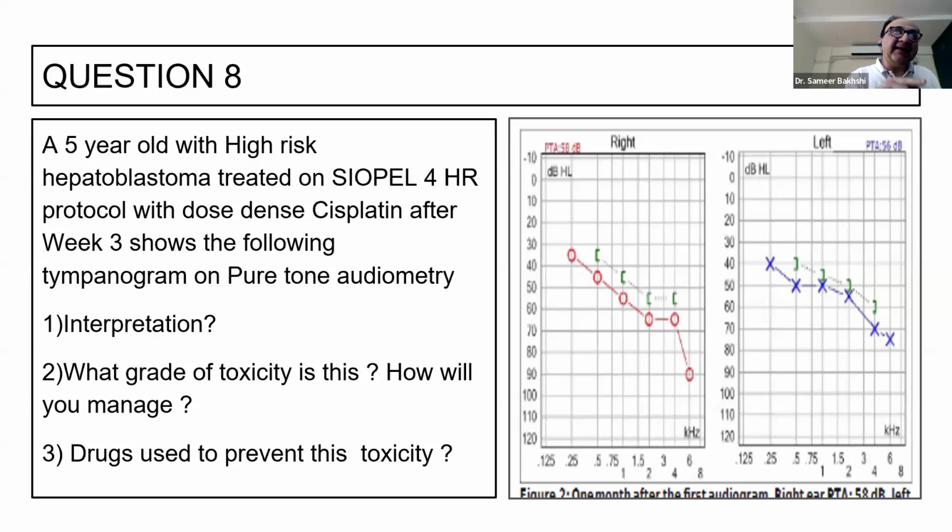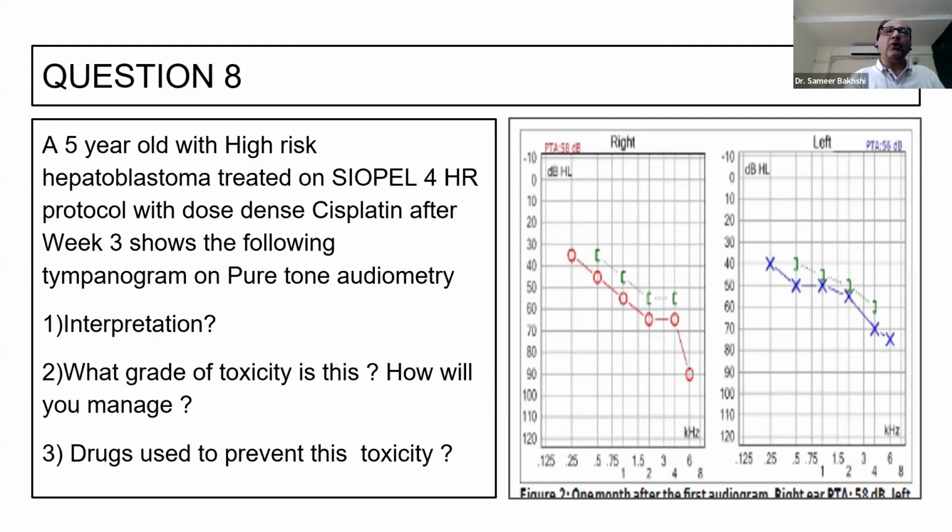And when you combine cis and carbo, carbo has some ototoxicity, some, not much. But the addition of cis plus carbo is not a direct addition. It is actually a little bit more than addition. So those are the high risk features for ototoxicity.